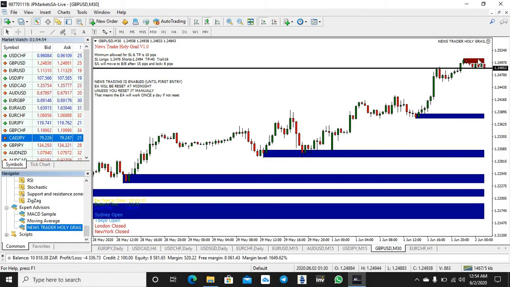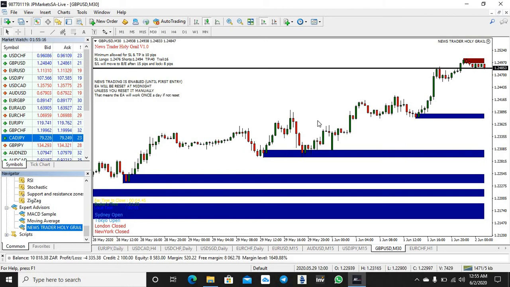So the reason the market is consolidating now is the time and the session. We are on the Sydney and Tokyo session. Because of the Sydney and Tokyo session, it's not volatile. That's why we are seeing the market consolidating. The most volatile hours of the market are London and New York.